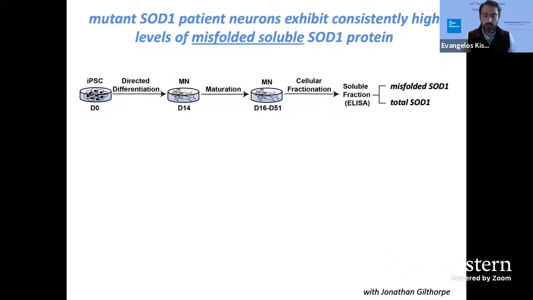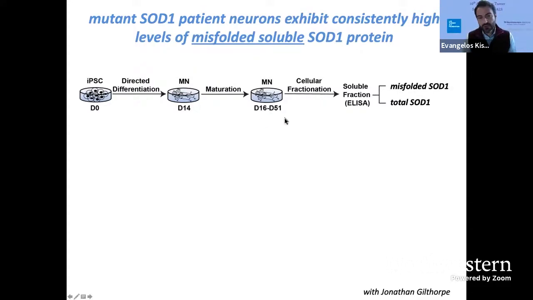We employed a couple of different strategies to characterize the two different species of SOD1 protein that have been associated with toxicity. This is a schematic of the experiment that Kostas put together. It takes us about 14 days to go from the induced pluripotent stem cells to post-mitotic motor neurons. Then we plate these cells, and for the context of this experiment, we kept them in culture for an additional 35 days, for a total of 50 days in culture.